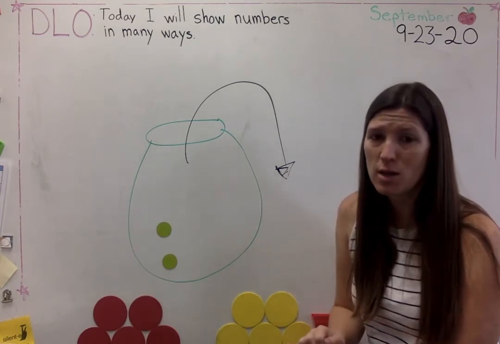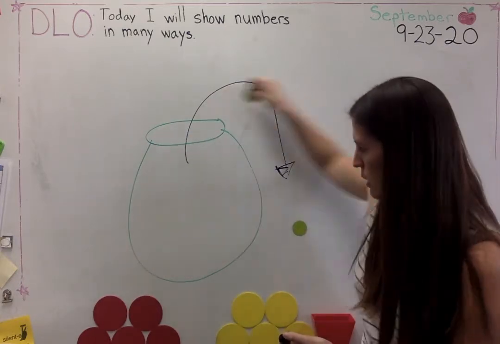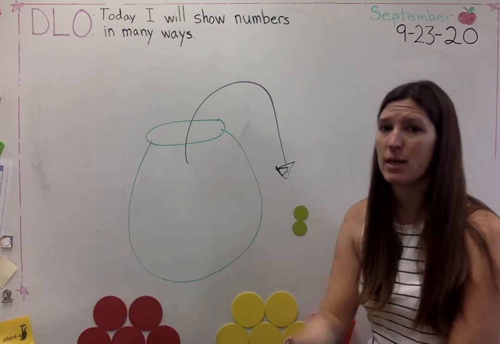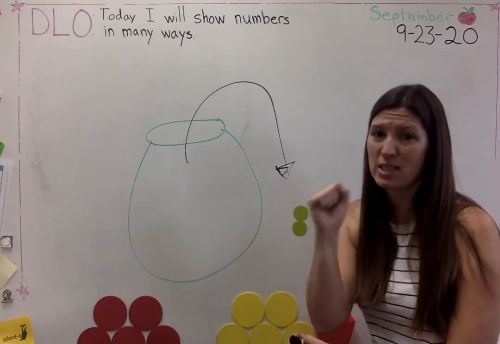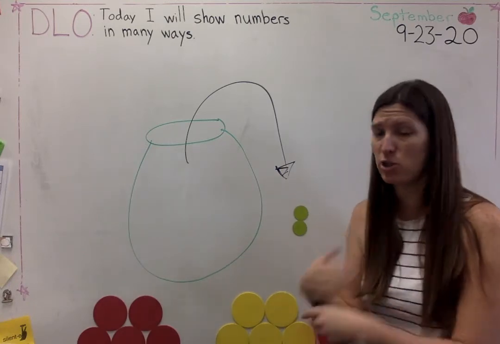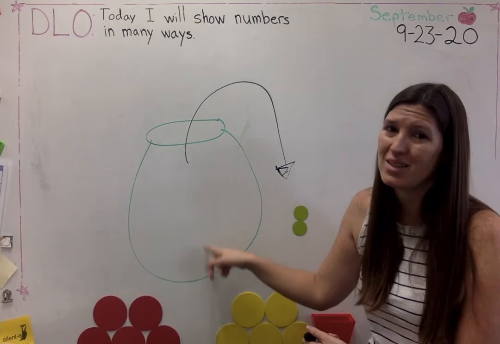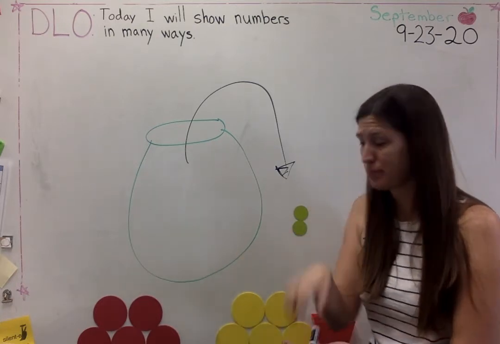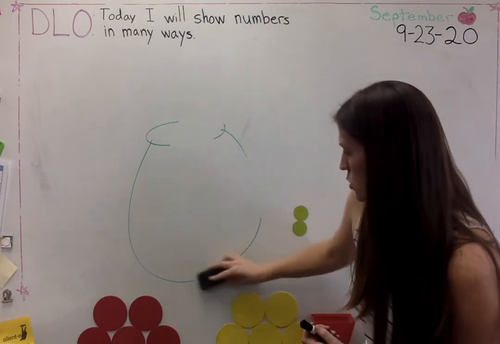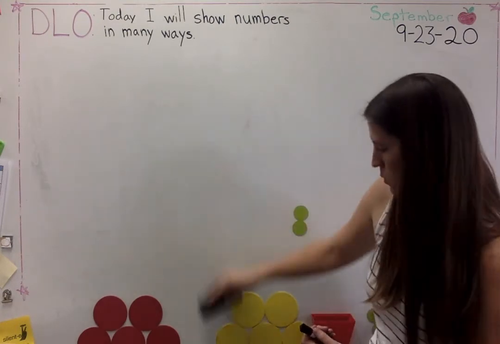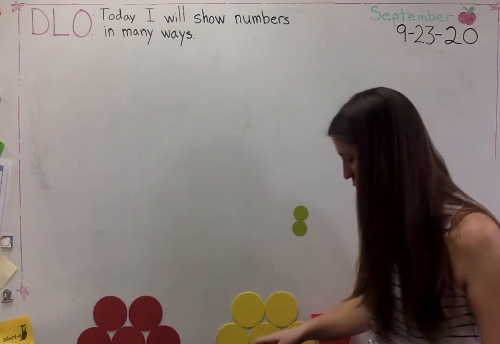When I wasn't looking, my sister ate both jelly beans. How many jelly beans are left? 0. There's none left. Just because I see them over here doesn't mean they're in the jar, because I asked how many were left in the jar. 0. Now it'll be your turn to write and count and take away in your practice sheet today.